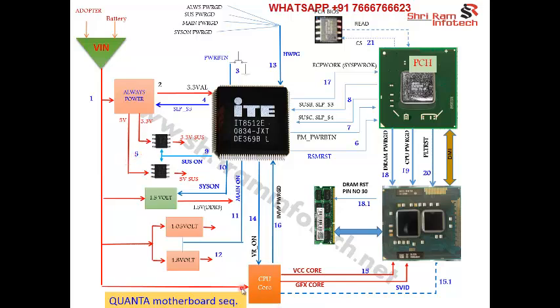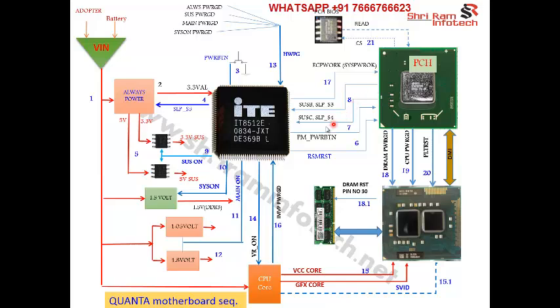COMPAL is different, QUANTA is different, WISTRON is different, all their rhythms are different. So we are learning the QUANTA motherboard. So the SLPS5 signal goes out and it is generated at step 5, right? And then at step 6, the PCH gets power, and the RSMRST signal will be generated. You can check the RSMRST at step 6, 10 millisecond delay, PM power button, next signal.